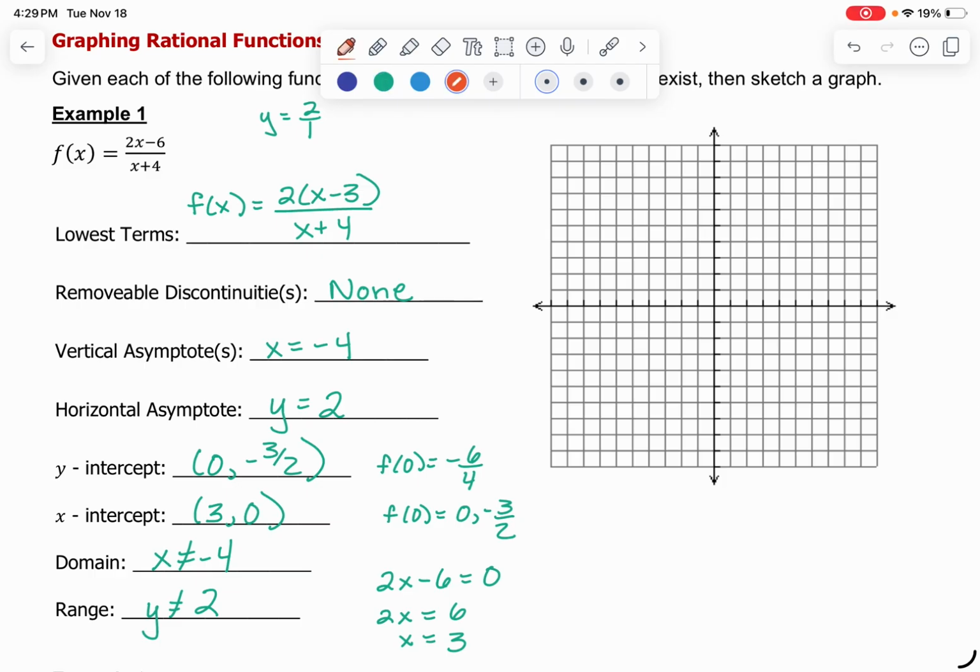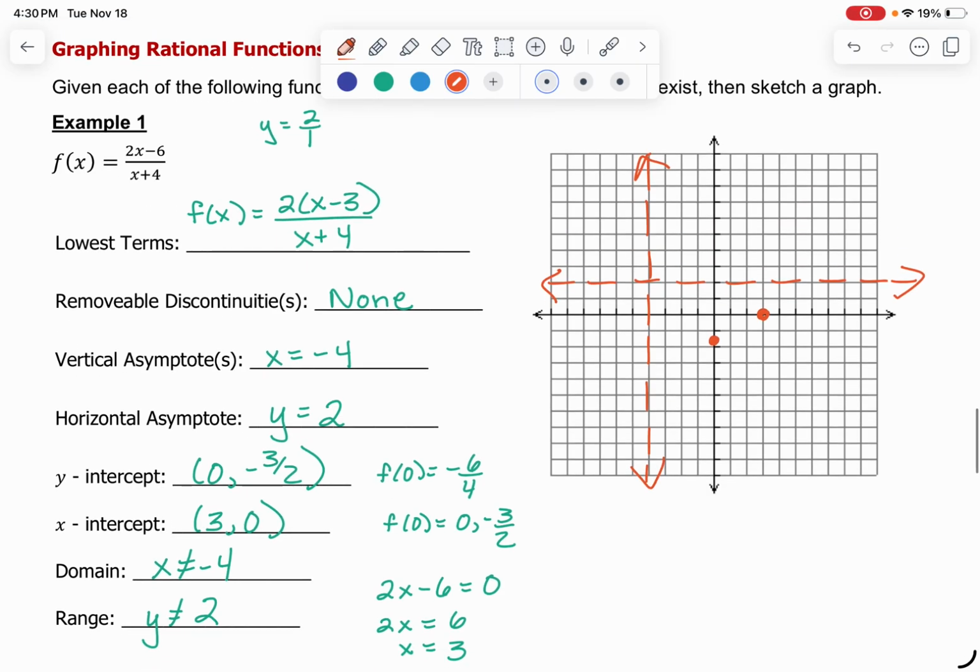All right, so to graph this, I'm going to go ahead and draw a vertical asymptote at x equals -4. I'm going to put a horizontal asymptote at y equals 2. I'm going to put my y-intercept at 0, -1.5. I'm going to put an x-intercept at 3, 0. And that's all we have. Now you could use your graphing calculator to figure out where the branches go, but you're going to see that you can kind of use these asymptotes as a guide.